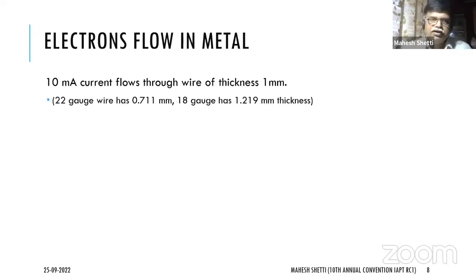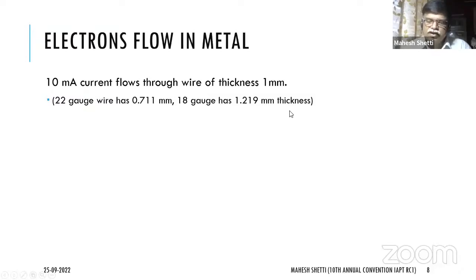So suppose I am interested in a simple, laboratory kind of case. A 10 milliampere current is flowing through a wire of thickness 1 millimeter. I have taken 1 millimeter thickness for easy calculation, but it is also close to 22 gauge wire, which is 0.7 millimeter, and 18 gauge wire, which has 1.2 millimeter thickness. We often use 22 and 18 gauge wires in the laboratory. I am talking about single stranded wire.